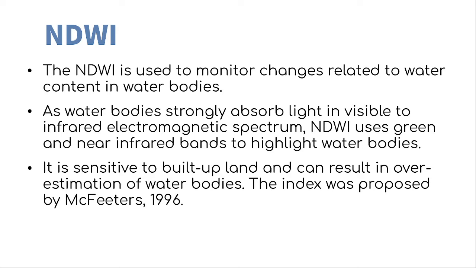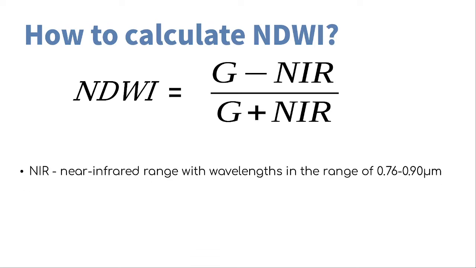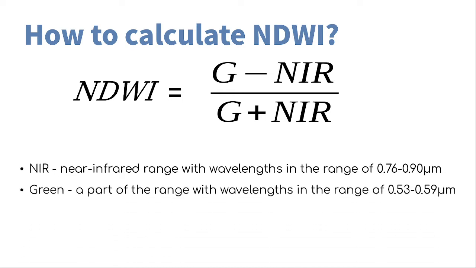The index was proposed in 1996 by a man called McFeeters. You might now be wondering, how do we calculate NDWI? NDWI is calculated by a simple formula, a ratio. It is the ratio of green minus near-infrared divided by green plus near-infrared. The near-infrared wavelength is in the range of 0.76 to 0.90 micrometers, and the green band is the part of the spectrum where the wavelength ranges from 0.53 to 0.59 micrometers.